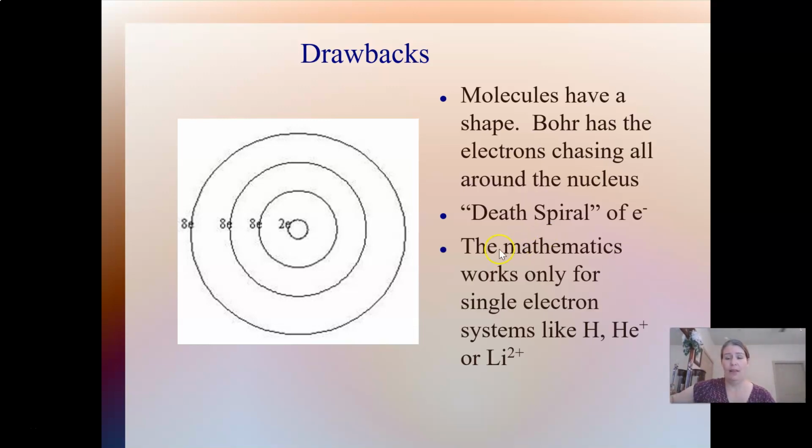But then there's a huge problem. The mathematics work beautifully for any single electron system. Hydrogen, a helium plus ion, a lithium 2 plus ion, it's beautiful. But the minute I add more than one electron, the math stops behaving. So obviously, we haven't come to a complete understanding of the electron using the Bohr model.